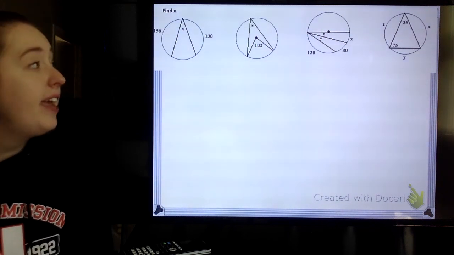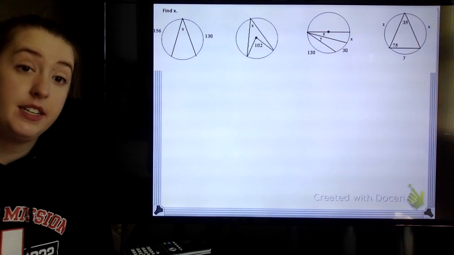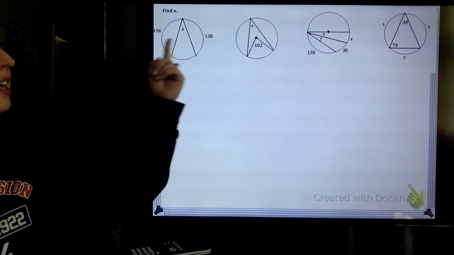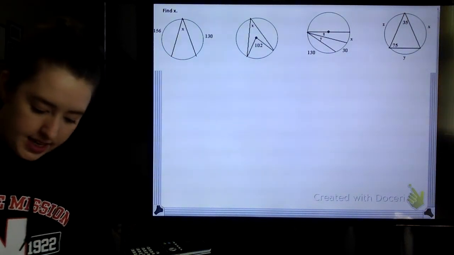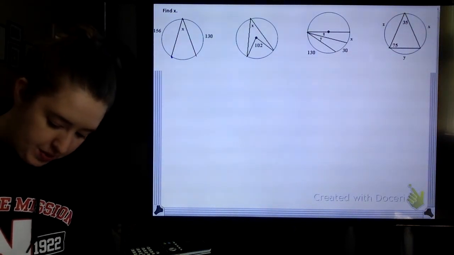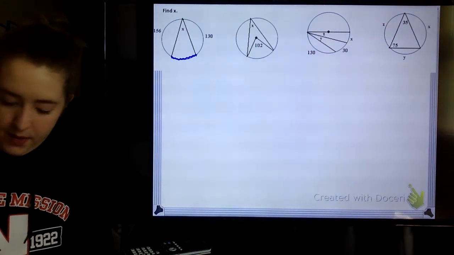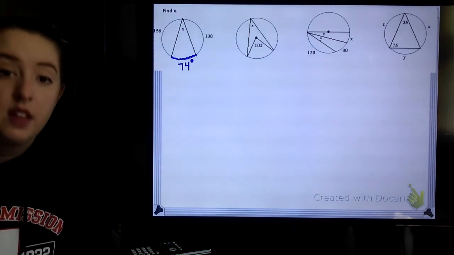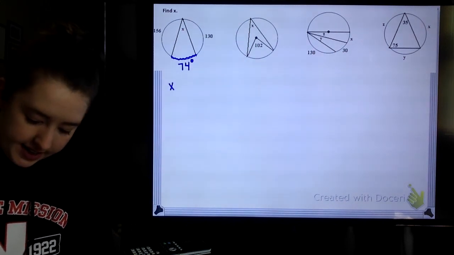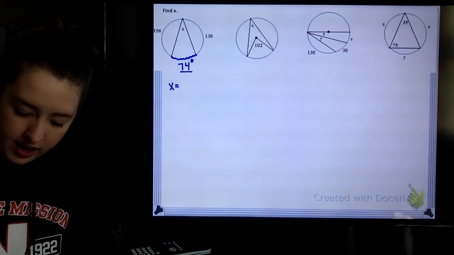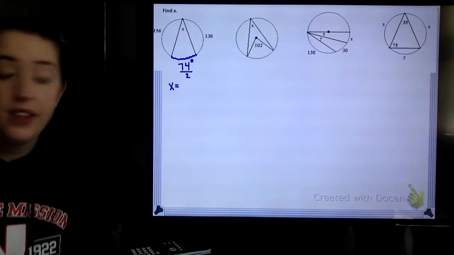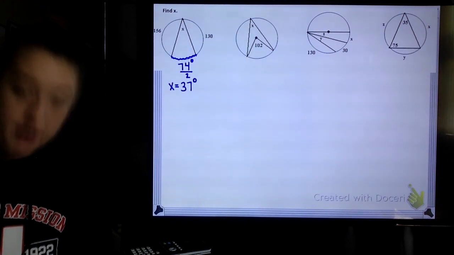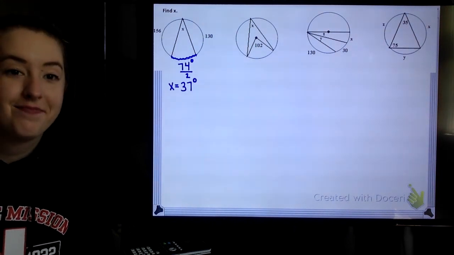So we know that a whole circle is 360 degrees, right? So what I'm going to do is take 360 minus 130 minus 156 to get just this part of my circle. And when I subtract that out, I end up with 74 degrees. Now to actually find x, I have to take that arc and divide it by 2. So 74 divided by 2 leaves me with 37 degrees for x.